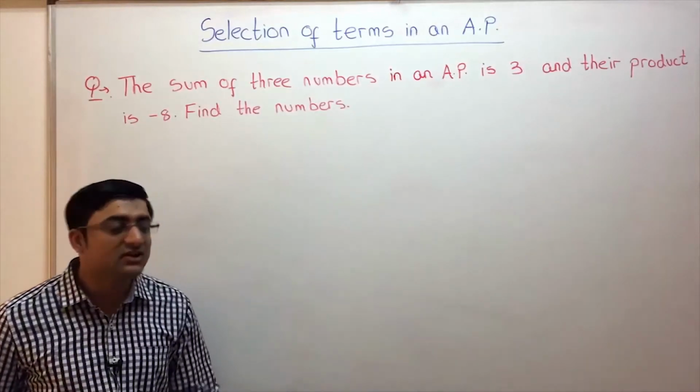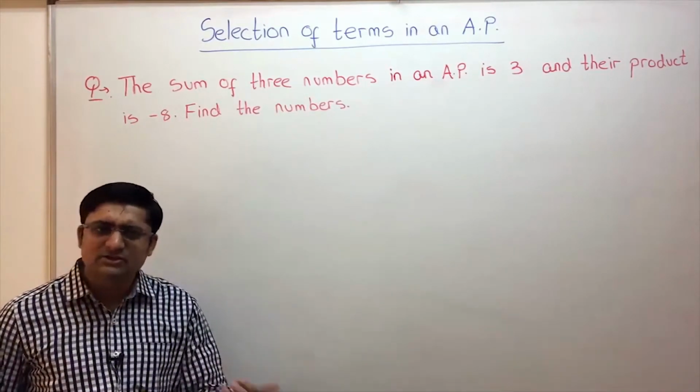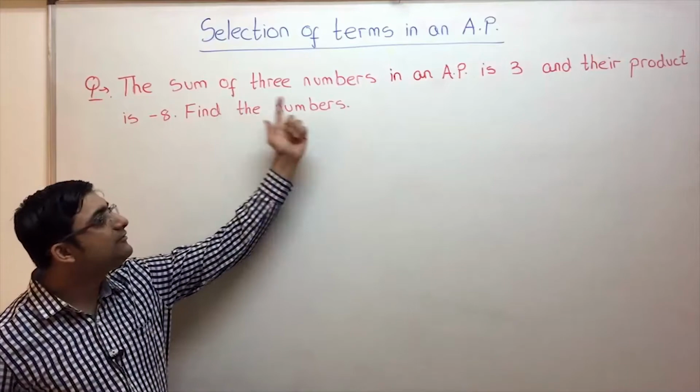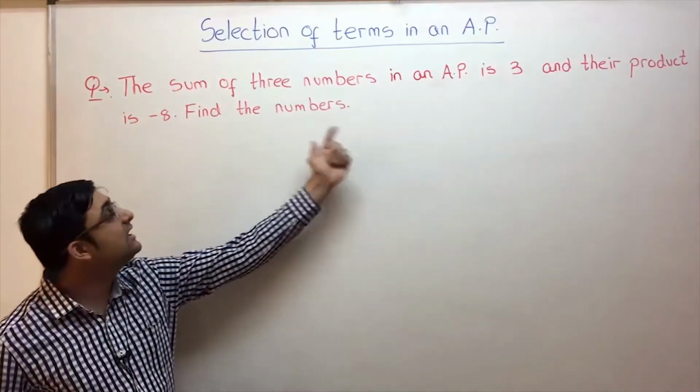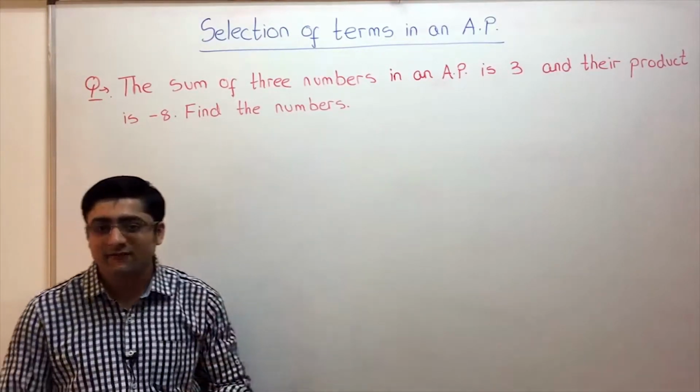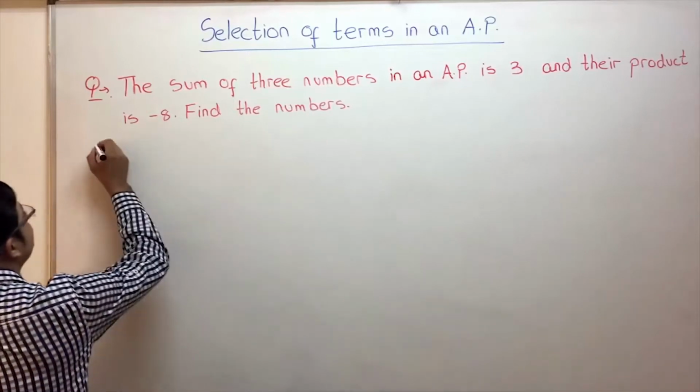So previously we have learned the concept of selection of terms in an AP. So let's have a look at an example. The sum of three numbers in an AP is 3 and their product is -8. Find the numbers. So let's begin.